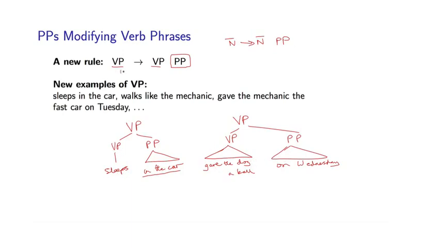Now, it's worth noting that this is again a recursive rule in that I can apply it multiple times. So I could have another application of this rule up here and have another prepositional phrase. It could, for example, say gave the dog a ball on Wednesday in the car, where this second prepositional phrase adds yet more information to this underlying event described by this verb.